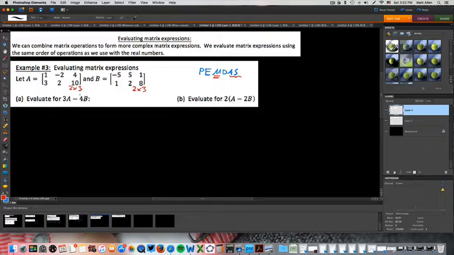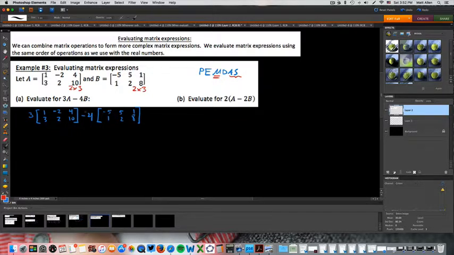So looking at these expressions here, given the two matrices up here, 3A minus 4B, let's go ahead and take a look at how you would work with such an expression. So we say 3 times the matrix A, which is 1, negative 2, 4, and 3, 2, and 10. And we're going to take away 4 times the matrix B, which is negative 5, 5, and 1, and then 1, 2, and 8.